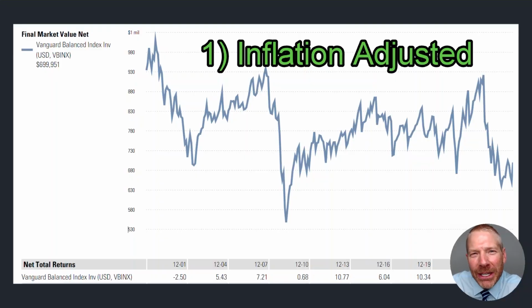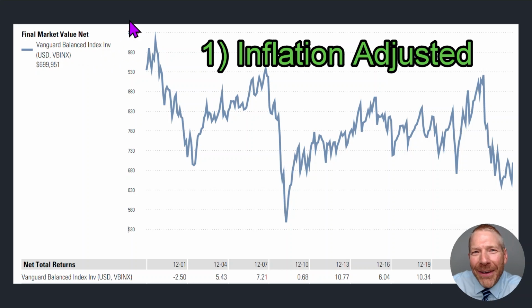The first method that we'll discuss will be what I call inflation adjusted, or the rigid form of the 4% spending rule. Rigid because we're starting in the first year of our retirement with a 4% distribution, and then we're growing that distribution every single year by inflation. In this case, I've used 3% inflation.